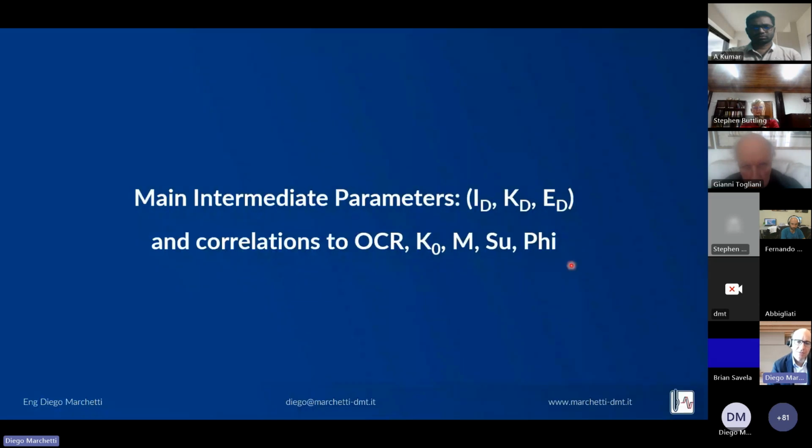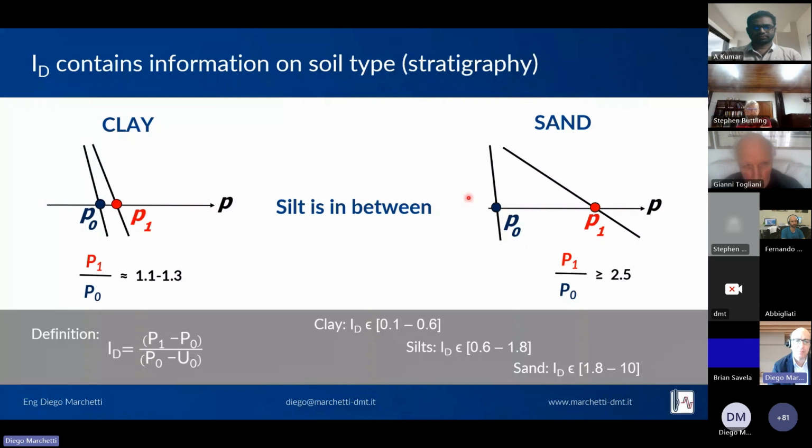Now let's look at the main intermediate parameters and their correlation to estimate OCR, K0, M, and strength parameters. So if we perform a DMT test in the field, we will immediately notice that the A and B readings, which are very similar to P0 and P1 with the corrections of the calibration, the ratio B over A or P1 over P0 is about 1.1 to 1.3. If we are in sand, the ratio P1 over P0 is at least about 2.5, and of course the silt falls in between. So Professor Marchetti defined the material index ID as the difference P1 minus P0 normalized to P0 minus U0.